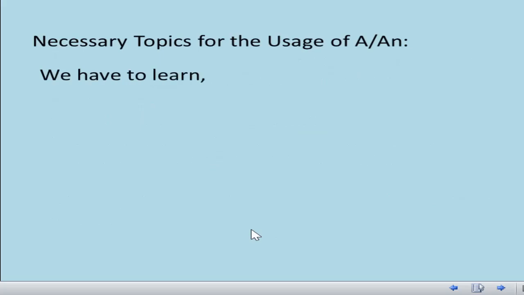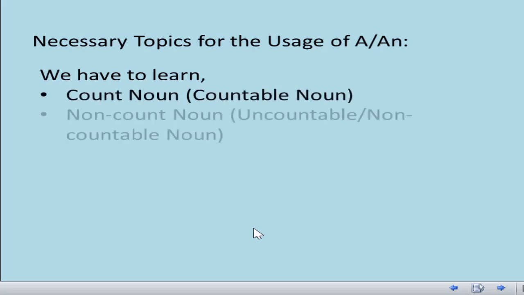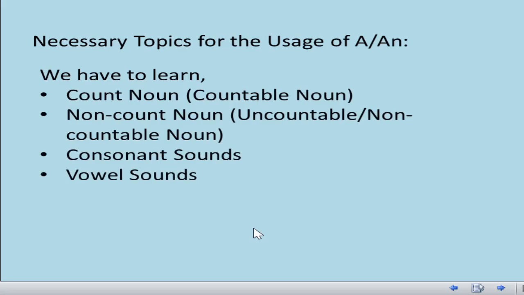Now, necessary topics for the usage of an article. So if we want to use indefinite articles properly, that is, if we want to use a or an properly, we have to learn some grammatical topics. We have to learn about count noun, non-count noun, consonant sounds, vowel sounds. So these four topics are related to the usage of a or an. If we want to use a or an correctly, we have to learn these four topics of grammar.